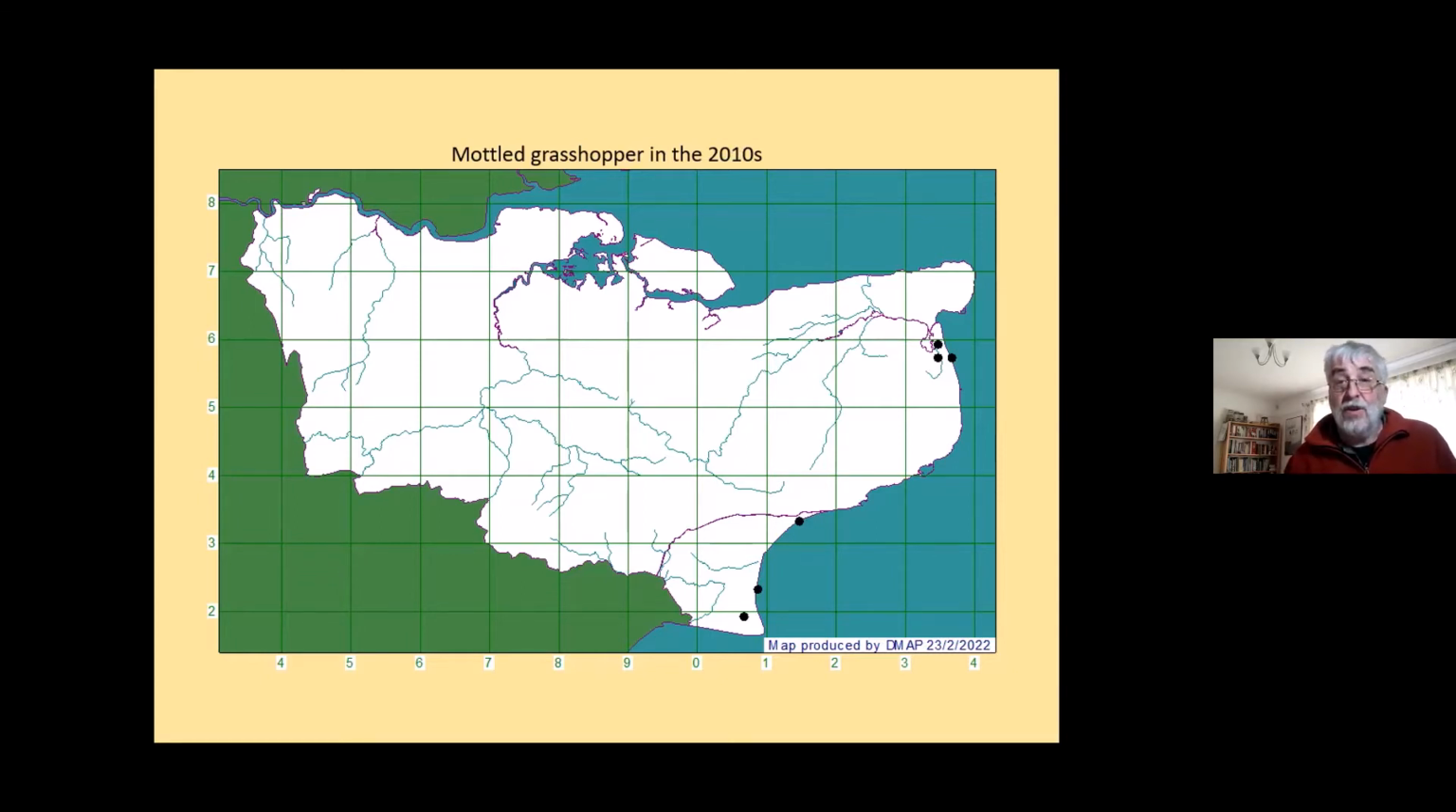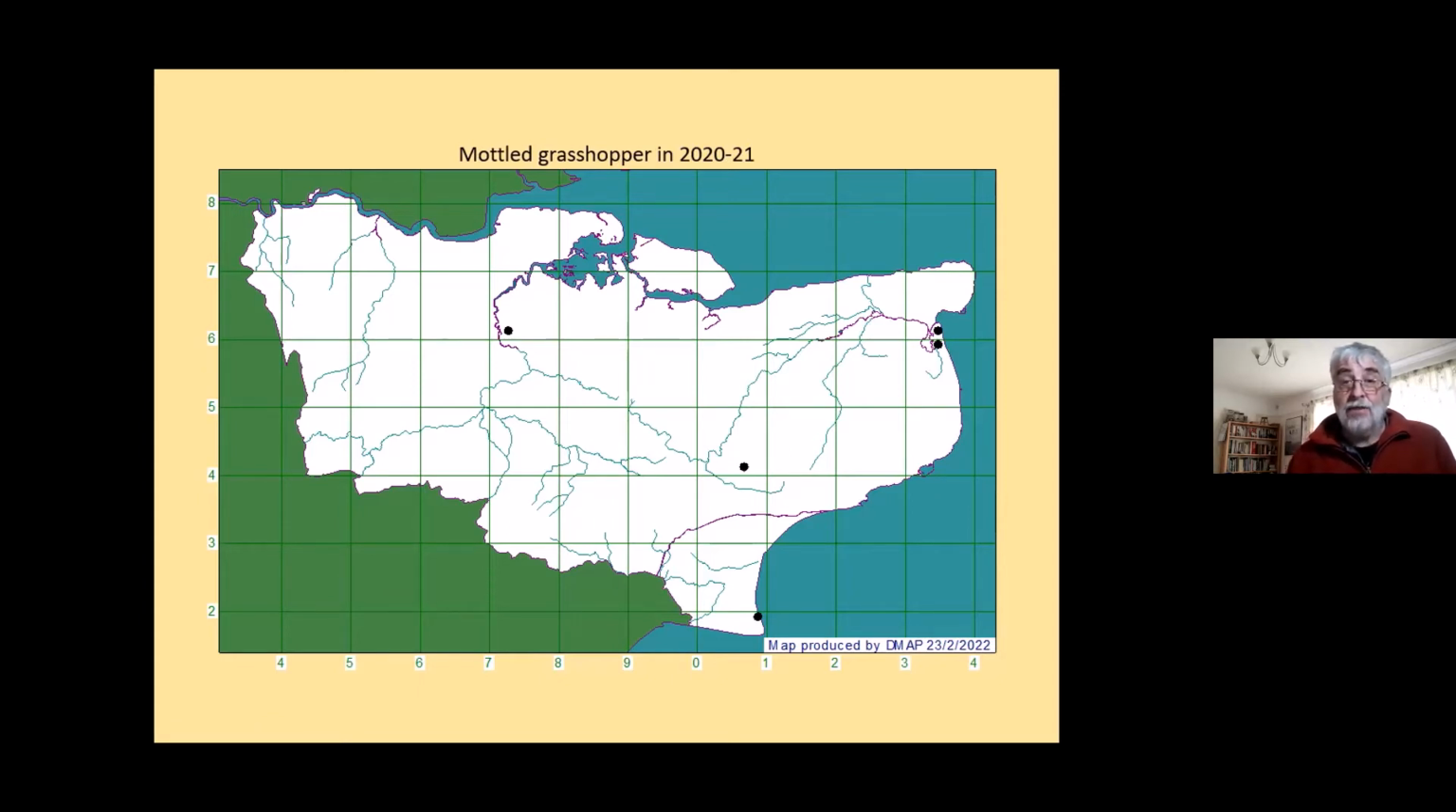One of the things that you do notice if you flick back to the 2000s and the 1990s is that since the 1980s there haven't been any inland records for mottled grasshopper. They're all coastal, and that made me wonder whether that meant that the insects had actually gone from inland sites or not. So last summer, with a bit more time to hand, I went and had a look at some of the old inland sites that I had.